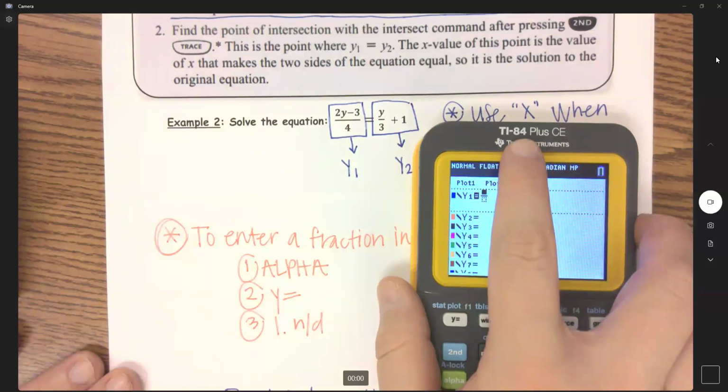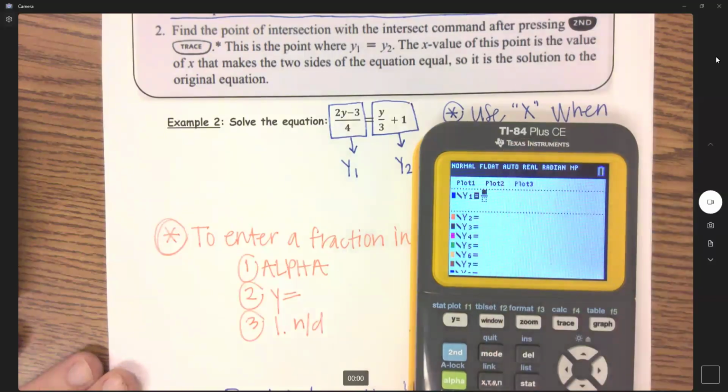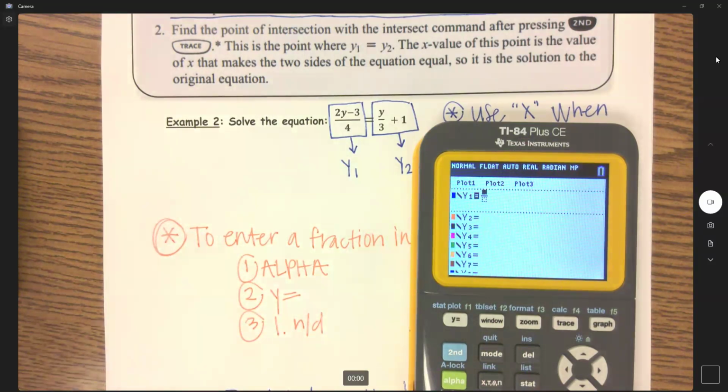If you have a TI 83, you can't do this. So I would recommend either buying one or renting one from the math lab, or I guess now what's it called? The Learning Hub, the Math Resource Center, something like that. I don't know. Check Moodle, you can find the link. But you need an 84 for that n over d option.